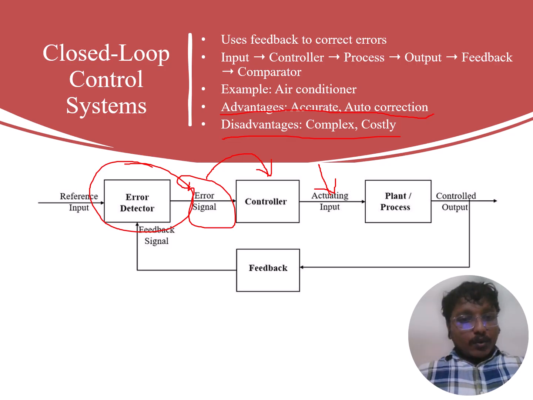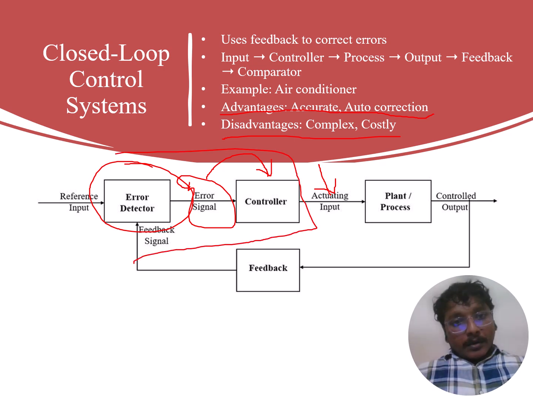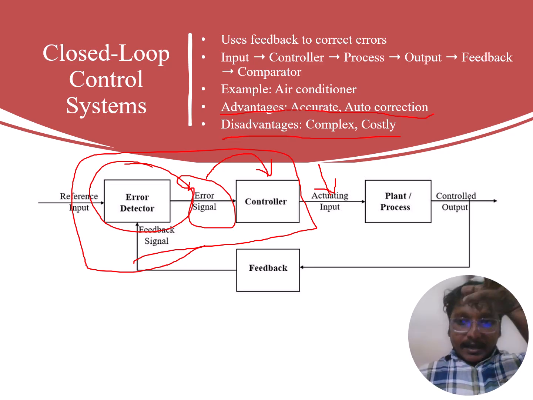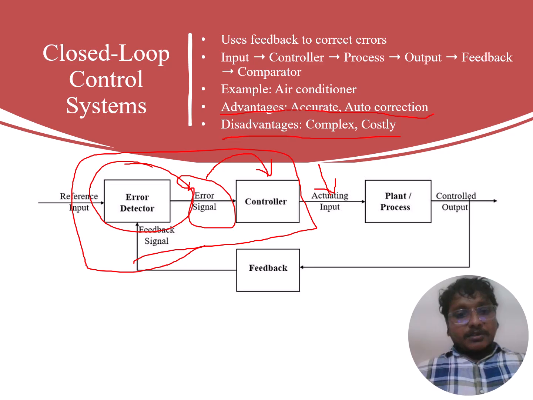So the complexity mostly lies in this part only, the controller, because the reference signal and the plant we can't do anything about. The plant is already fixed, so we can't do anything. And the feedback signal is just collecting signals and giving them back to the controller. So the only disadvantage, complexity, happens only here.